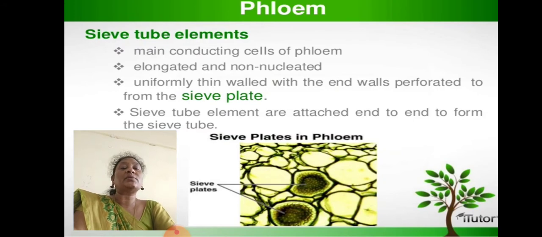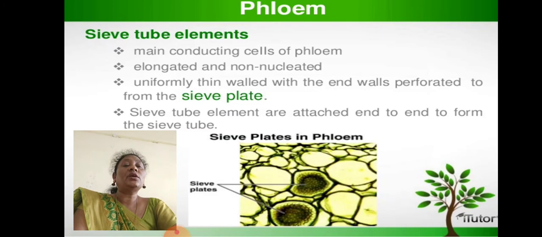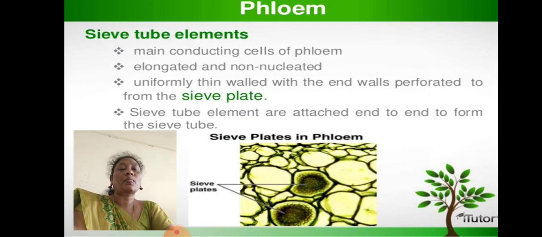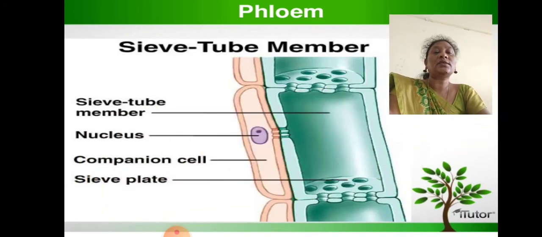Sieve tube elements are the main conducting cells of the phloem. Sieve tubes are also parts of the phloem, elongated and non-nucleated. You can see in the picture. They are uniformly thin-walled, with the end walls perforated to form the sieve plates. So sieve tube elements are attached end to end to form the sieve tubes. You can see the picture clearly here: sieve tubes, membrane, nucleus, companion cells and sieve plates.